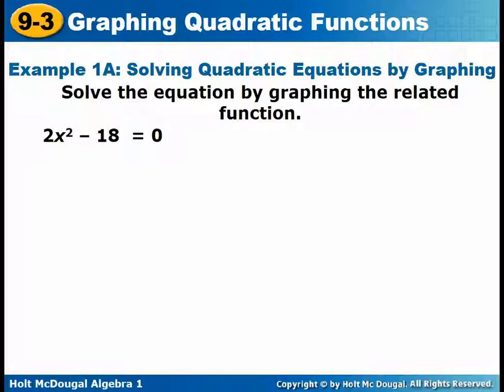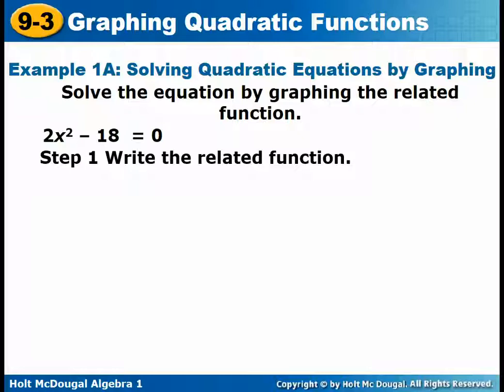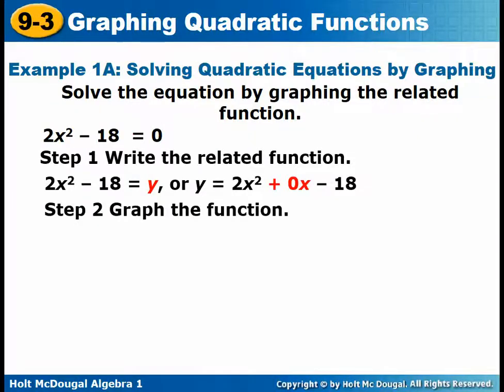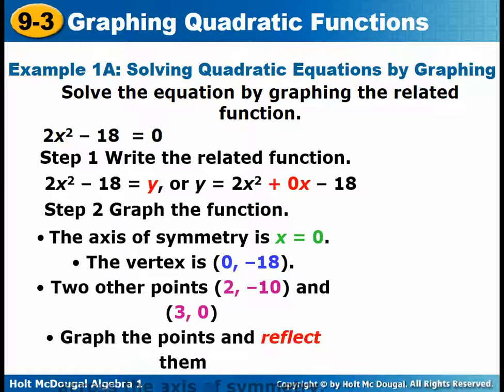2x squared minus 18 equals 0. The first thing that you want to do is graph this. But as we've seen, graphing sometimes involves a lot of steps. We're going to use technology to graph, and it'll be a lot quicker. So we're going to graph y equals 2x squared minus 18. And we'll do that by finding some different points. Wow, they found those really quick.